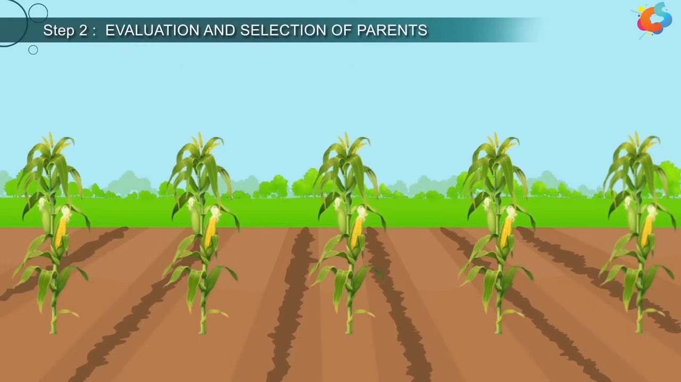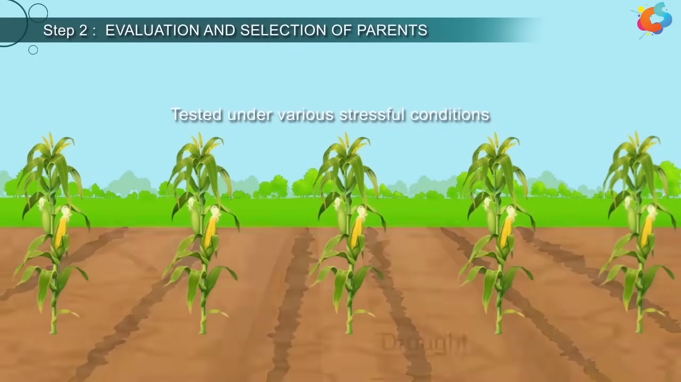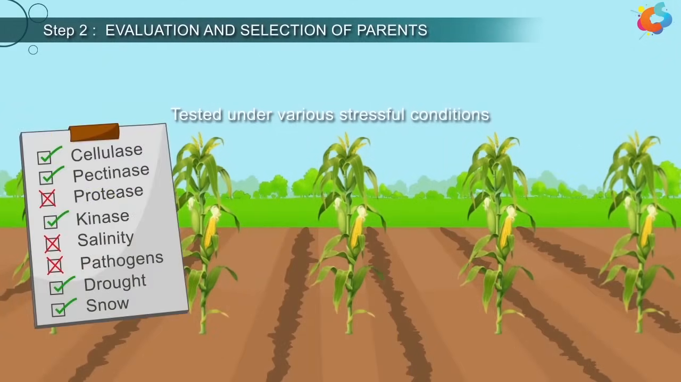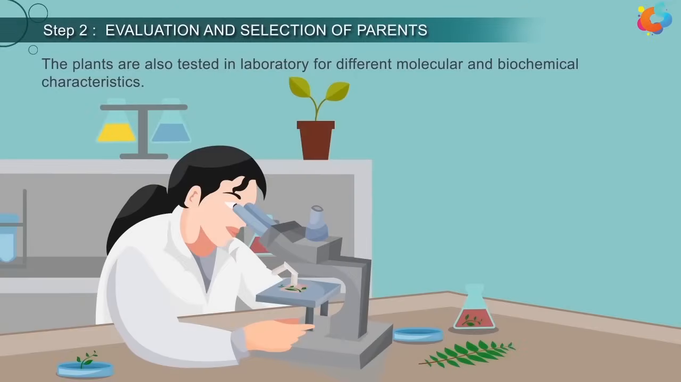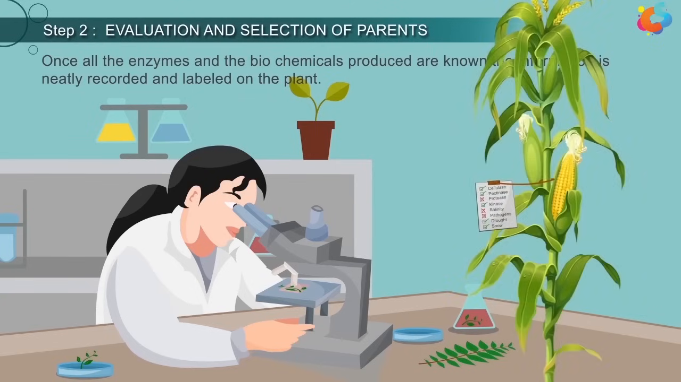Once they are adapted, the plants are tested under various stressful conditions such as pathogens, salinity, drought, etc. All the responses are recorded. Apart from this, the plants are also tested in laboratory for different molecular and biochemical characteristics. Once all the enzymes and the biochemicals produced are known, the information is neatly recorded and labeled on the plant.